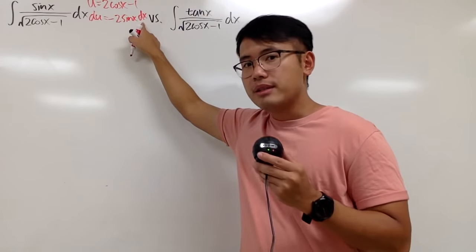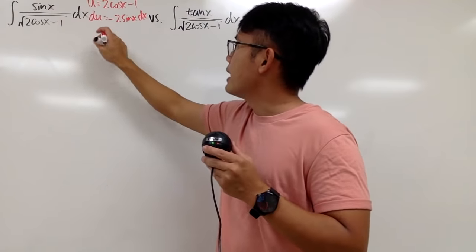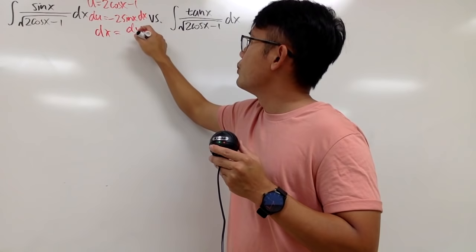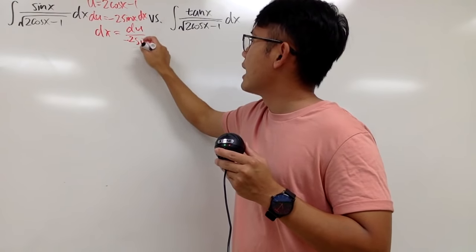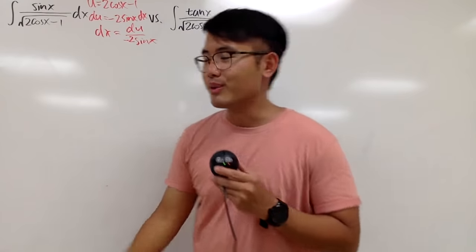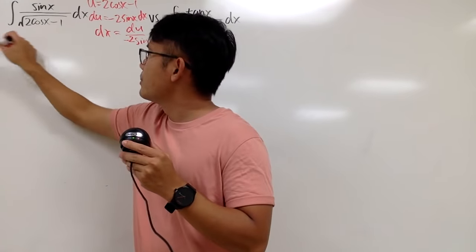And I want to isolate this dx. I can just divide this on both sides. So I get dx equals du over negative 2 sine x. And I can take this integral to the u world, right? So this is going to be the integral.